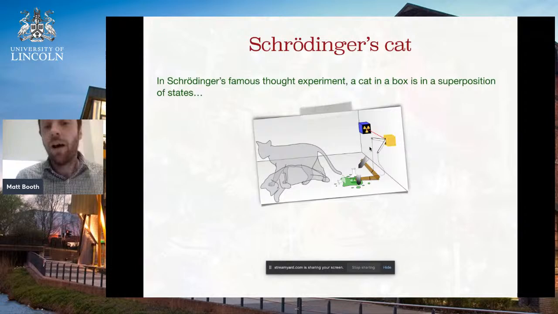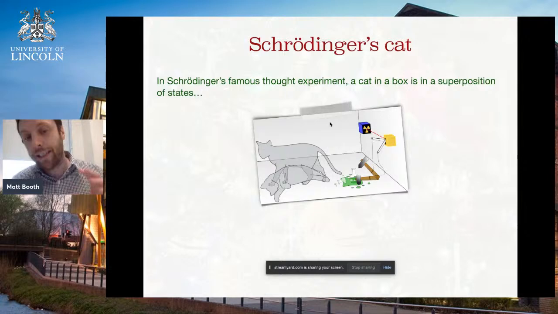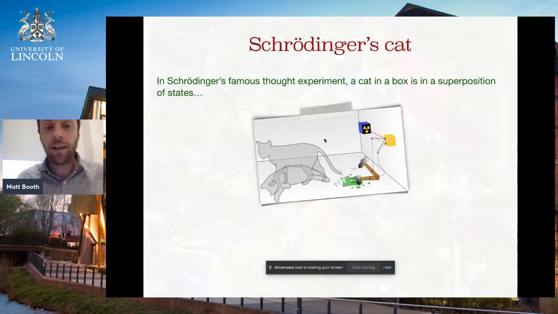So if we set up this experiment and close the box, then we don't know whether or not the radioactive source has decayed, so we don't know whether the poison has been released. According to the observer outside of the box, the cat is in a superposition of alive and dead, because we don't know whether the poison has been released. As soon as we open the box, we can see, obviously, if the cat is alive or dead. We don't see the superposition. This is Schrodinger's point: it's very counterintuitive to think about a cat as being alive and dead at the same time.